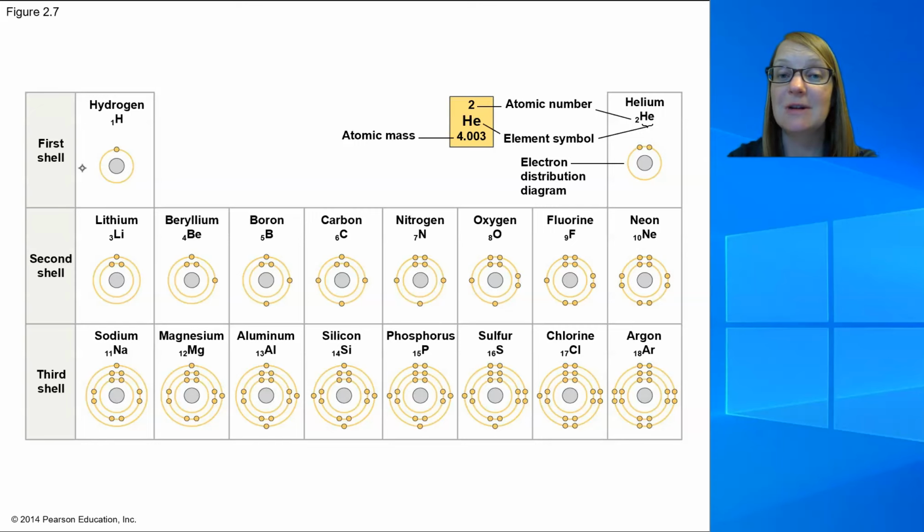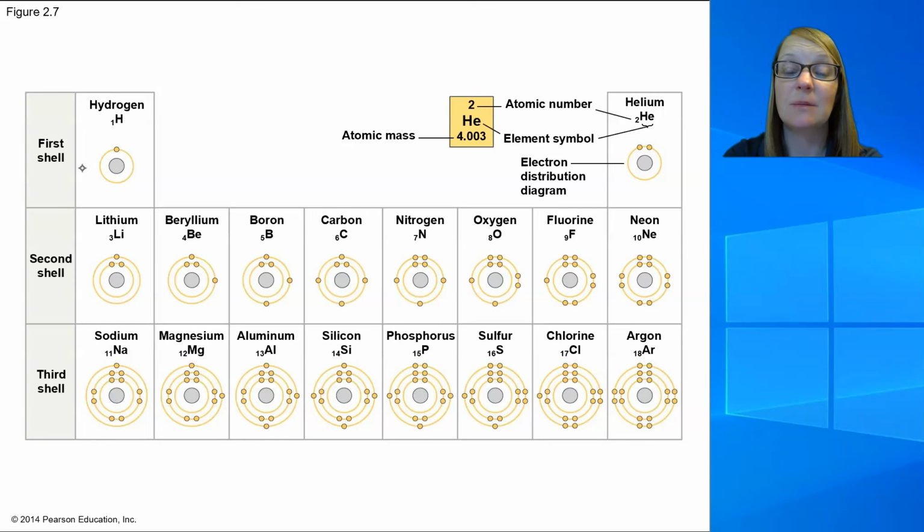When you get to helium and you add this second electron, it can pair up and sit also in that first energy shell. Now this first energy shell is the smallest out of all the shells, and it has a very small capacity for electrons. It only fits 2. And so it's full. That's it.